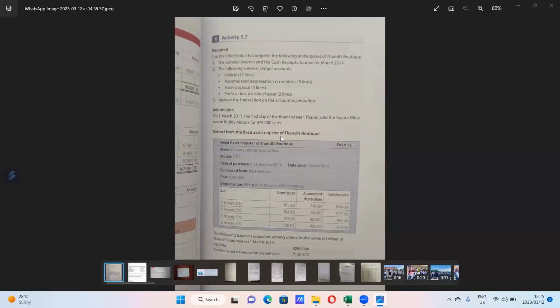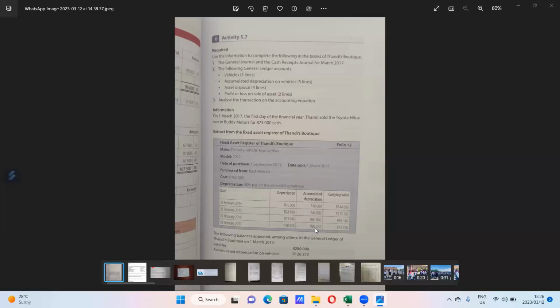Then we've got the fixed asset register of the Hilux. It was a 2012 model. It was bought in 2013, which means from 2014, all the years from 2014 onwards were depreciated for 12 months. But then it was sold on the 1st of March 2017, which is the first day of the financial year. This is good for now because you don't have to calculate depreciation for this year. It means this depreciation, which was the final depreciation of last year, is going to be the opening balance on this date or this year, which means it's depreciated fully. So you don't have to do depreciation, which is also a good thing.